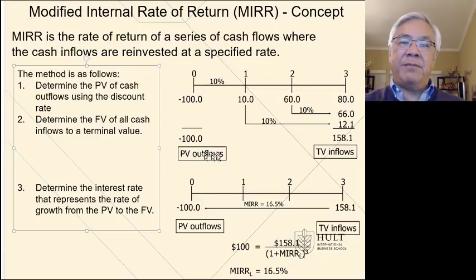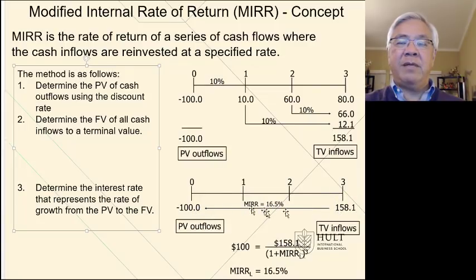Now we have a PV of outflows and the inflows. Now we can figure out what is the rate of return in between those. If we outflow this amount for T0 and we have an inflow of this amount in year 3, what is the rate of return?